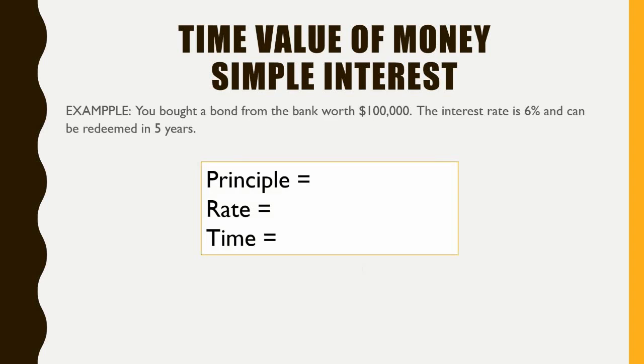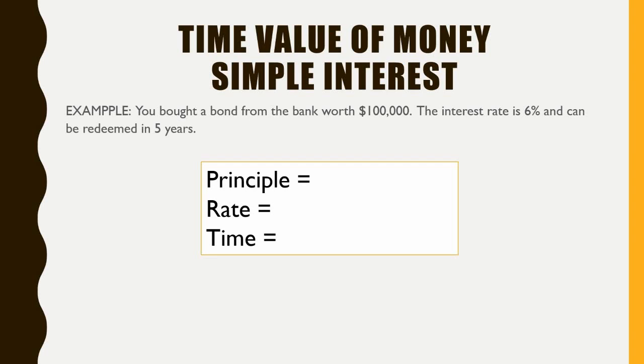So let's take a look at an example here where you bought a bank bond that's worth $100,000, and of course, the interest rate is 6% and it can be redeemable in 5 years. So if I buy this bond for $100,000, how much is it going to yield me in 5 years with an interest rate of 6%? So how much is it going to increase by?